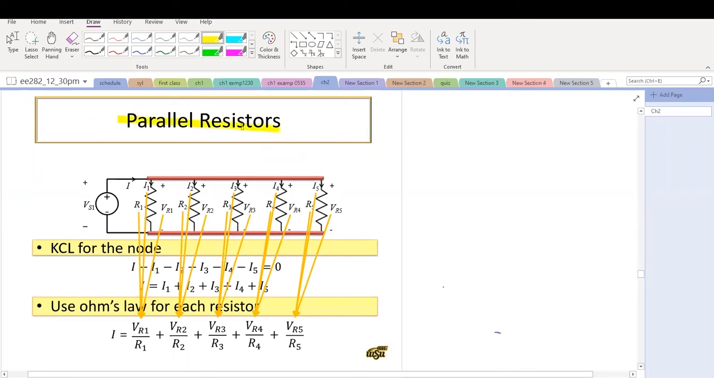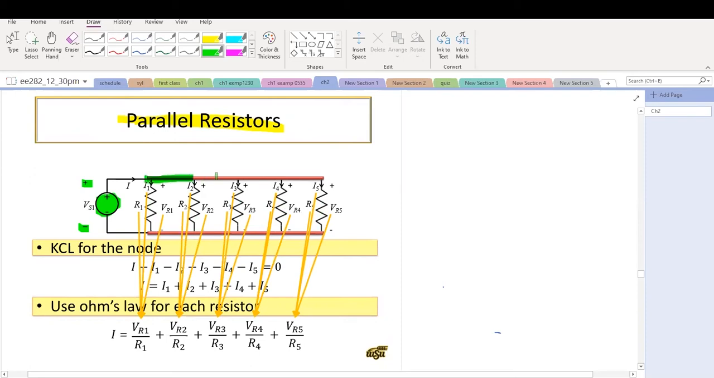Parallel resistors. Let's look at the circuit here. We have a voltage source, this is positive, this is negative. The value is Vs1. There are 5 resistors, R1, R2, R3, R4, and R5. And we can see they share the same 2 nodes.